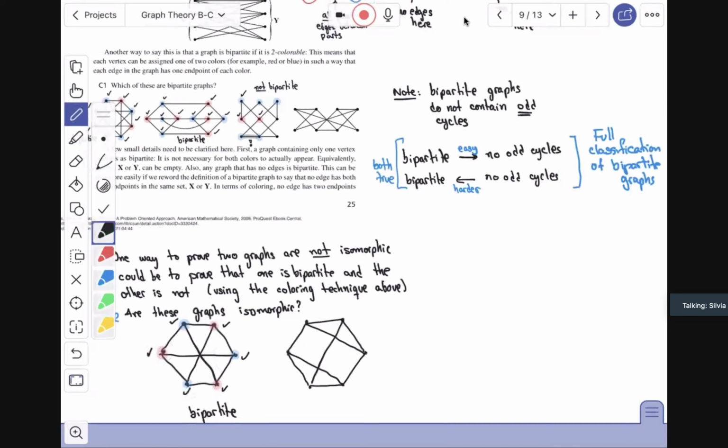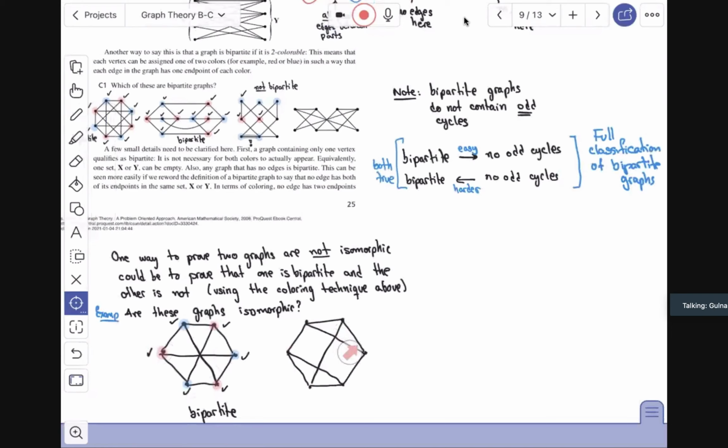Right? What about this one? Do you think this one is bipartite? It's not bipartite, and there is a visual reason before we actually do the coloring. We'll do the coloring, but you see a very fast, easy reason why this is not bipartite? It has an odd cycle. Yes. It has an odd cycle.